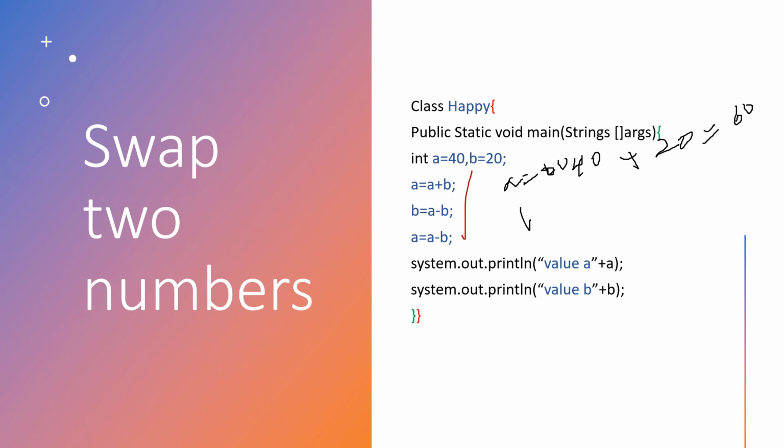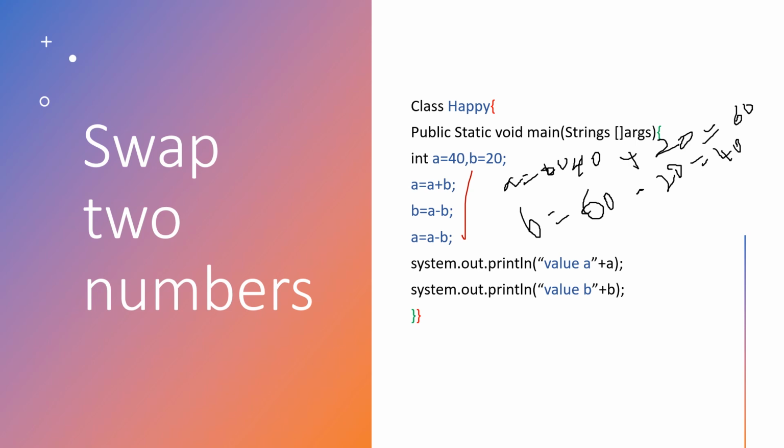Now B is equal to A minus B. A minus B, in the sense, A is not 40 now; it will come as 60. 60 minus the B value, 20, what will it come? 40. So now B value is 40. Normally B value was 20. So now B is swapped.